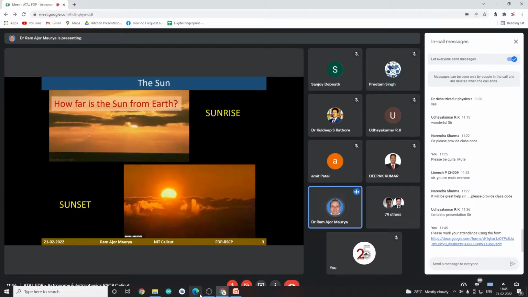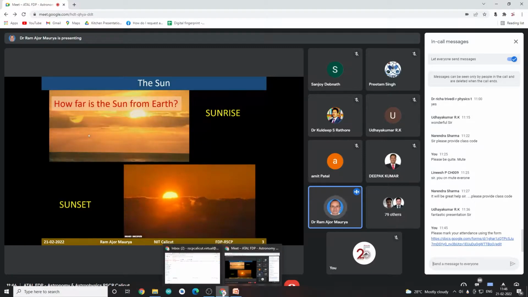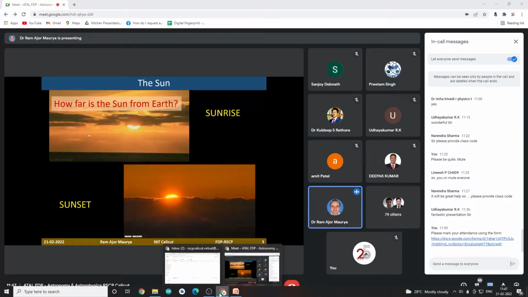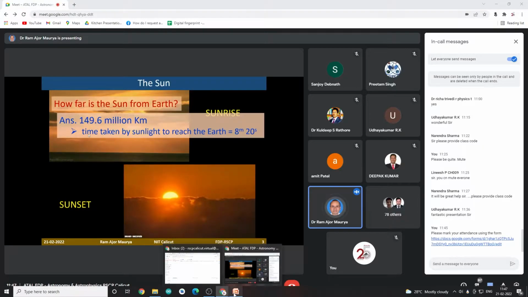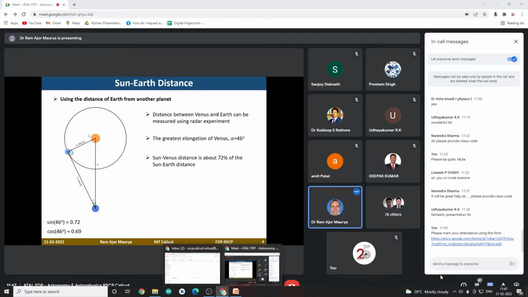We can ask some very simple questions. If I consider you as an amateur astronomer, for example, how far is the Sun from the Earth? This is around 150 million kilometers away from us, and light takes 8 minutes 20 seconds to reach us from the surface of the Sun.